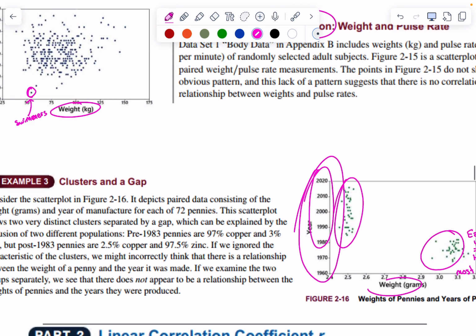So that is an example of a cluster and a gap that you can see with the scatter plot, okay? But again, this is telling a story and we can see that there's a relationship somewhere, and we need to figure out what it is. Got it?